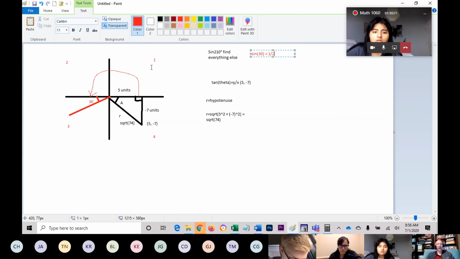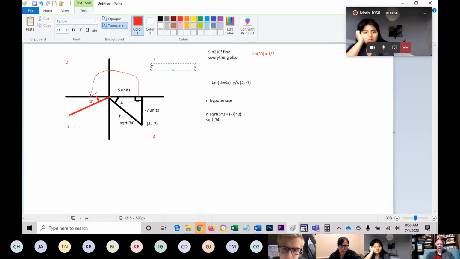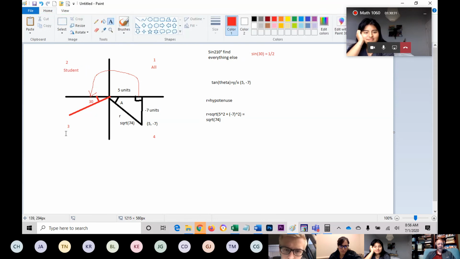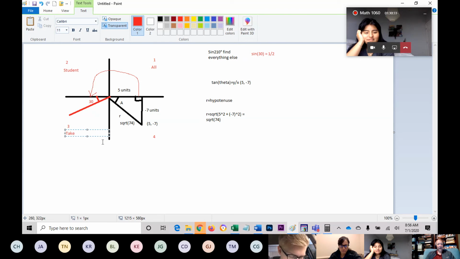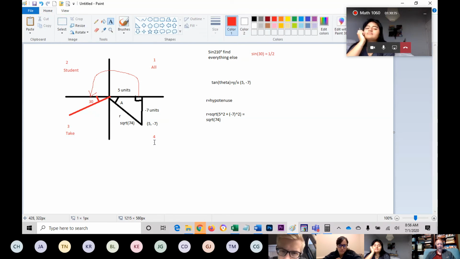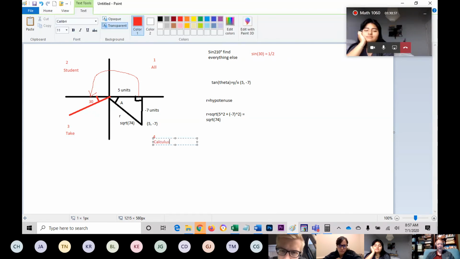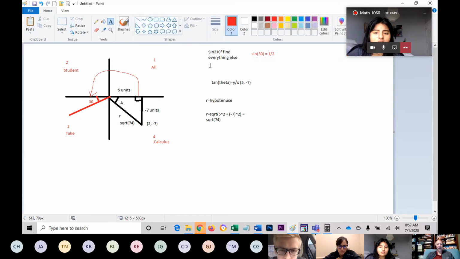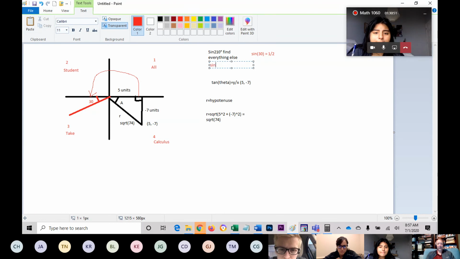I'm going to give you a little hint here. All students take calculus. So we know that the sine of 30 is 1/2. We know that this is going to be either positive or negative 1/2. Is the sine of 210 positive 1/2 or negative 1/2?